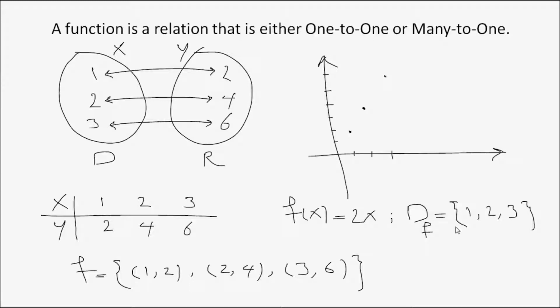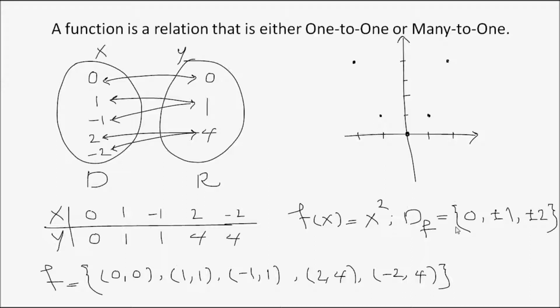Now let's take a look at a many-to-one relation, which is also a function. This is an association diagram of a many-to-one relation. You see 0 is associated to 0, 1 and -1 are associated to 1, 2 and -2 are both associated to 4. This is the domain, this is the range. We use x to represent values from the domain, we use y to represent values from the range.